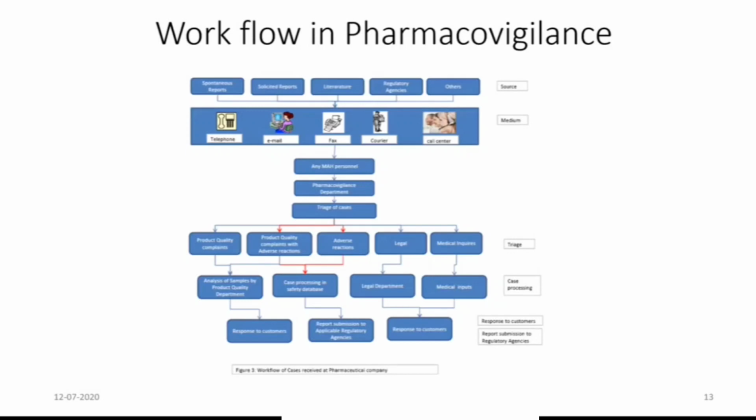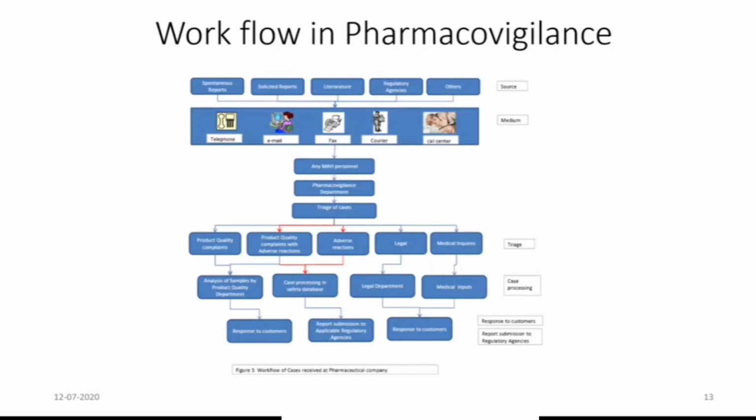Others include patients reporting directly to the pharma company about a drug reaction. Therefore, we have spontaneous reports, solicited reports, literature searches, regulatory agency communications, and other communications like information from patients or from healthcare providers. They are collectively called source information for safety data.